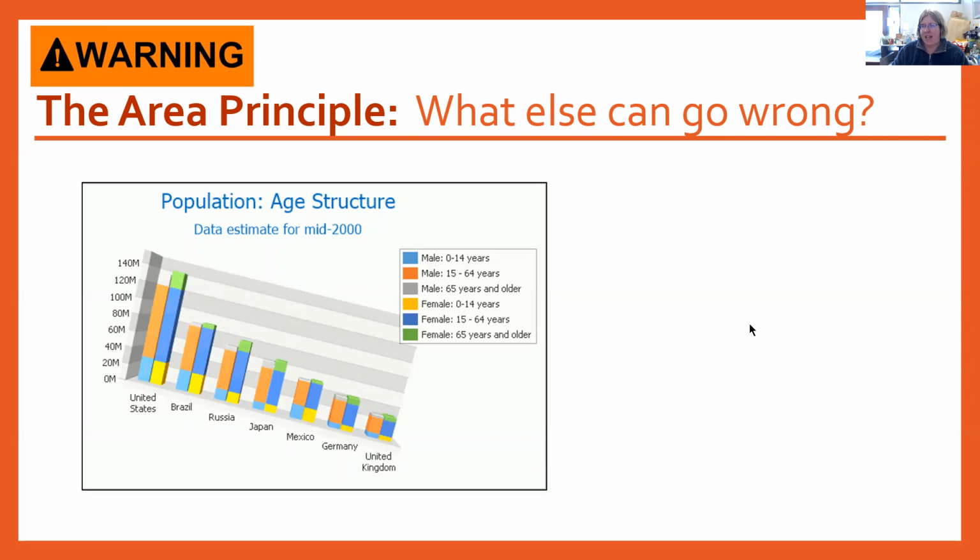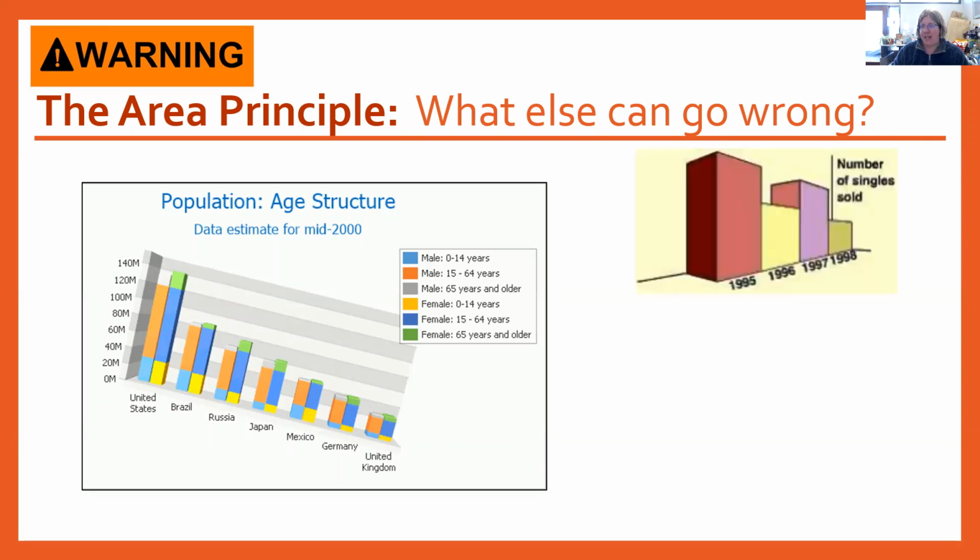So we'll look at another example here. This one is the number of singles sold, and they have 4 different years here. And this one is difficult to read because they've gone to 3D and then they've done that vanishing point thing. And so it's hard to tell. If I compare 1995 and 1997, it looks like 1997 is a little bit shorter, but it's hard to tell at the angle that it's presented at.